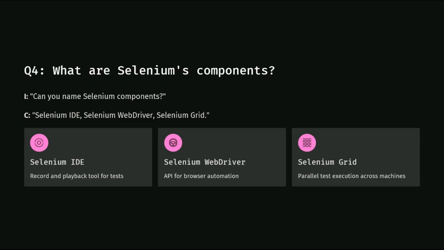Next question. What are Selenium's components, or can you name Selenium components? Candidate: Selenium IDE, Selenium WebDriver, and Selenium Grid. Selenium IDE is a record and playback tool for tests. Selenium WebDriver is an API for browser automation. And Selenium Grid is used for parallel test execution across machines.